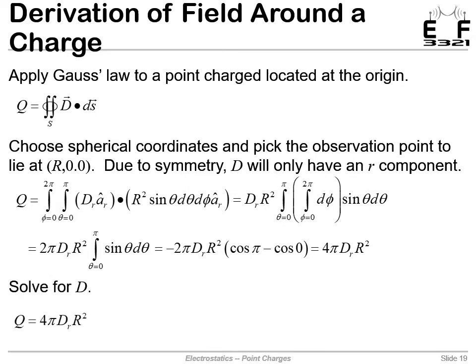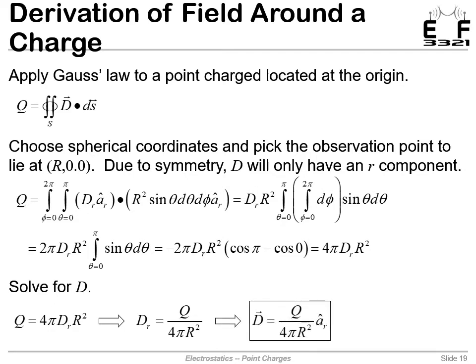Now we're in a position to actually solve for D. So this last final expression must equal the total charge Q. Solve that expression for the R component of D, and we have Q over 4 pi R squared. And then we can write that in vector form. The vector form of D is the magnitude that we just derived, and it's in the R direction. And so that's a derivation of the equation on the previous slide. It's a consequence of Gauss's law. So in fact, it's not really a new equation.